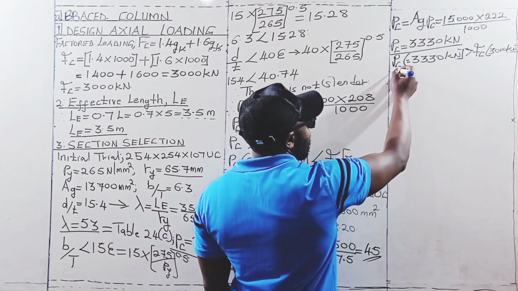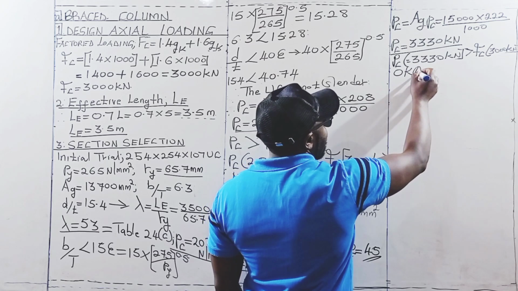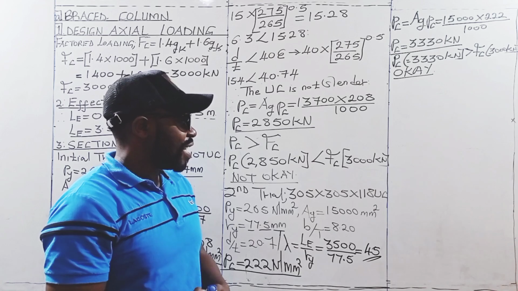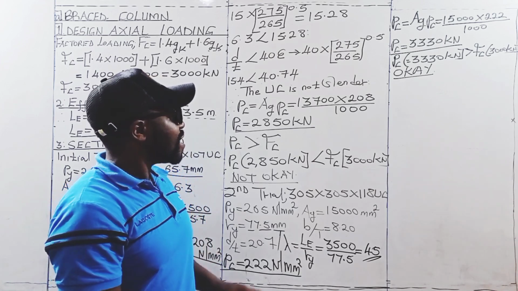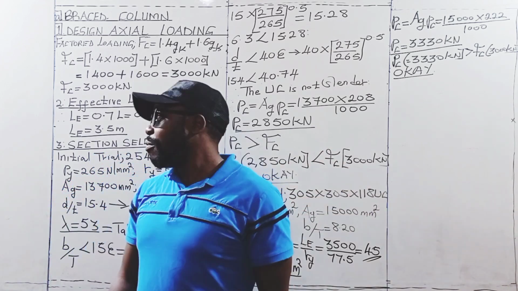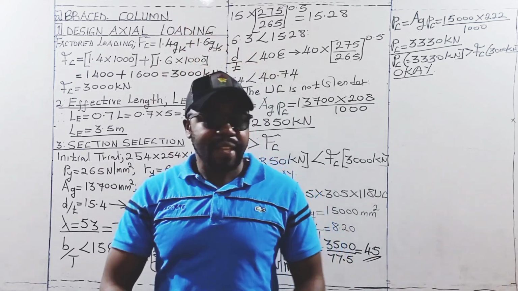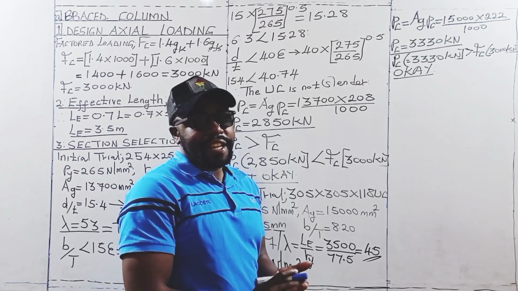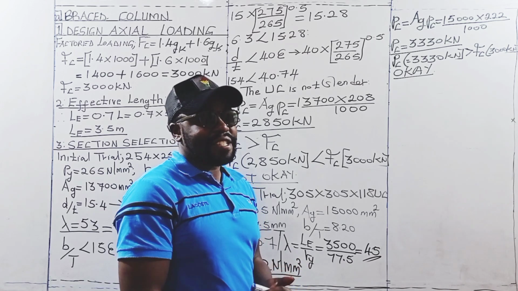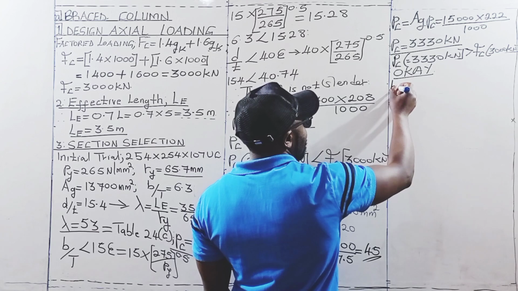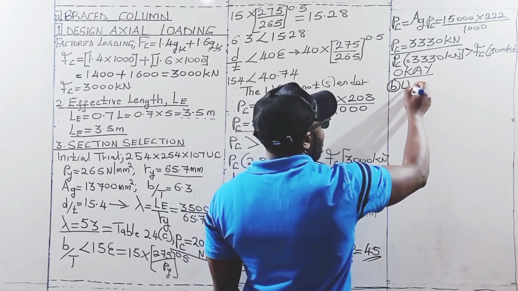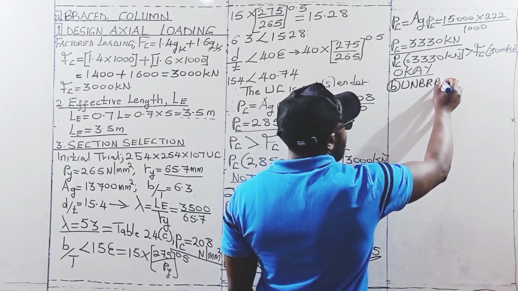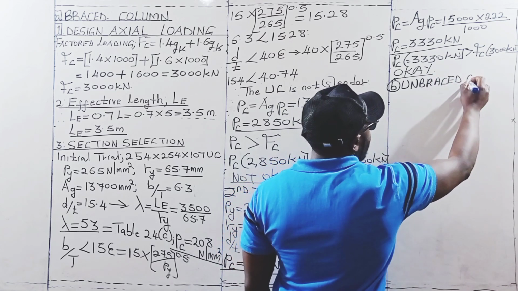And therefore, it means that the section we have selected is okay. Therefore, that is how we go about it when the column is braced. Then after carrying out the calculations for the braced column, we are going to check the unbraced column. That is when the column is unbraced.